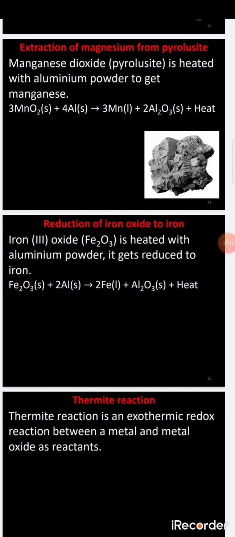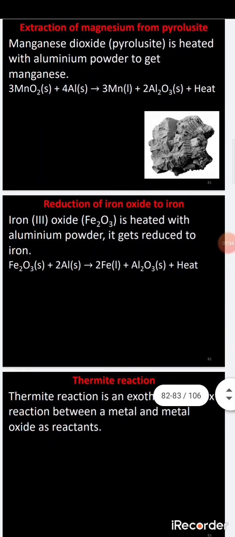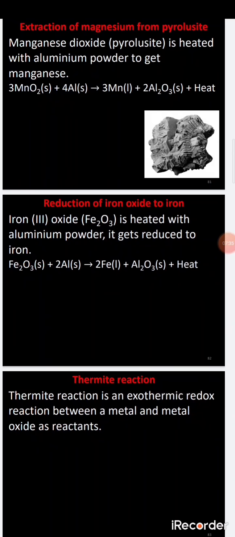So how are we extracting Fe2O3, that is iron oxide? It is heated with aluminium powder, and we get iron and aluminium oxide, that is Al2O3, plus heat. I already told about that the heat evolved is so large that most of the metals exist in the molten state. So why are we discussing this?